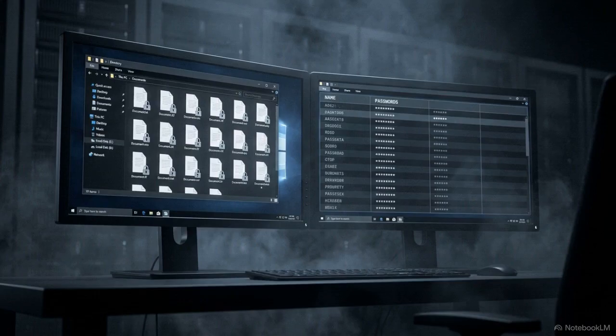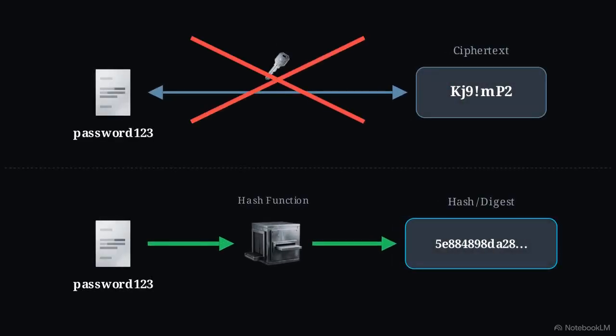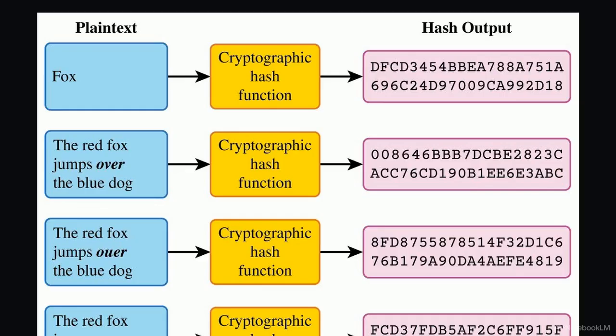Protecting files is one thing, but user passwords require a different approach. Passwords should never be encrypted, because encryption is reversible. Instead, they must be hashed. A cryptographic hash function is a one-way, irreversible process, turning an input into a fixed-length string.